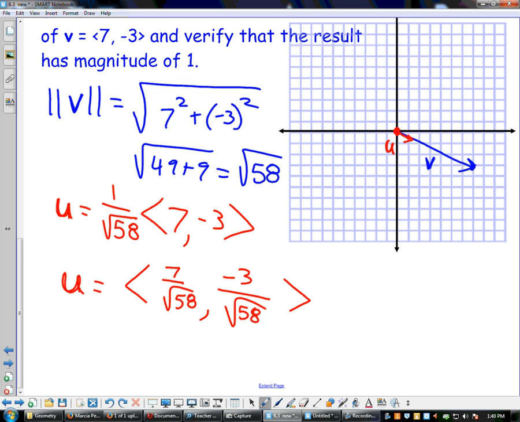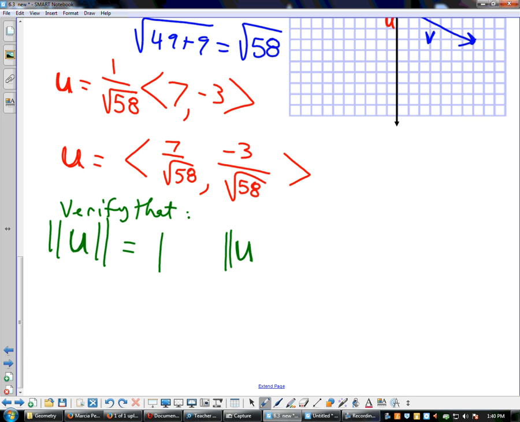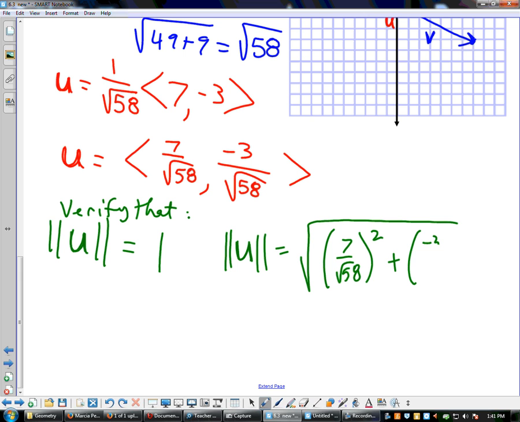Awesome. We want to verify that the magnitude of vector u is equal to 1. Right? So how do you verify this? To verify, we're going to find the magnitude of what we think is going to be a unit vector, and that's going to be the square root of 7 over the square root of 58, squared, plus -3 over the square root of 58, squared. Does this look correct?